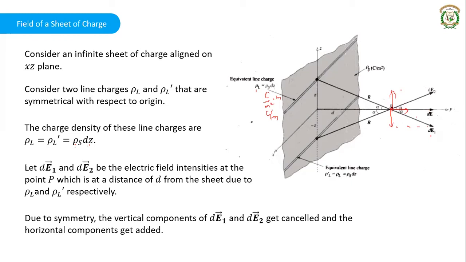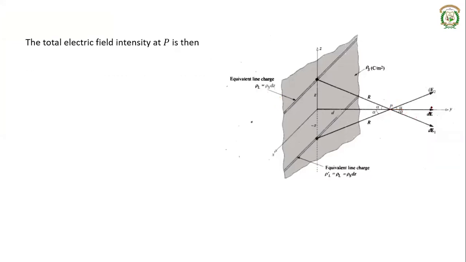Whereas the vertical components, that is dE1 sin alpha and dE2 sin alpha, are equal but opposite in direction, so they get cancelled. What we get is the sum of only the horizontal components. So dE1 cos alpha plus dE2 cos alpha is equal to dE, right? That's why the resultant or total electric field intensity at this point P, that is dE, will be equal to dE1 cos alpha plus dE2 cos alpha.